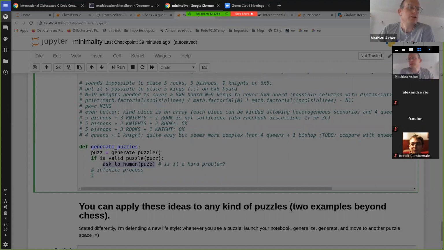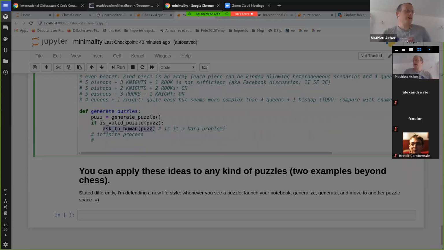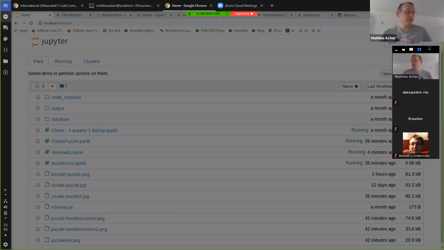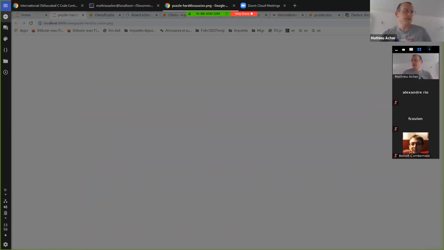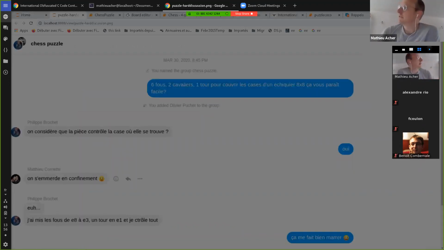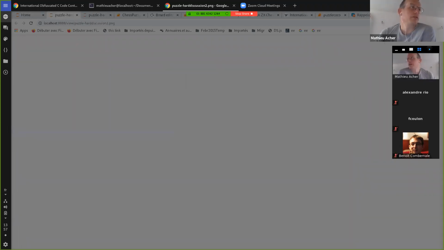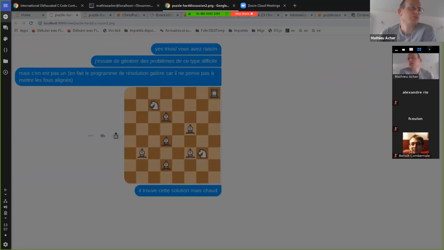Yeah. So I asked a friend, so I haven't had time to properly describe it, but basically I had a discussion with some grandmaster friends about the difficulty of a chess puzzle. So I used my puzzle generator, right? And I asked whether this puzzle with 6 bishops, 2 knights, 1 rook is hard for them. And the discussion was that it was not hard for this problem.